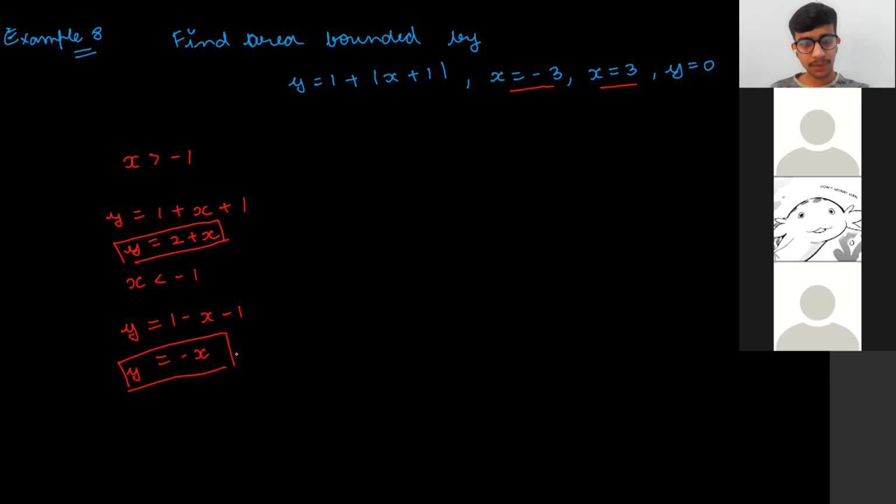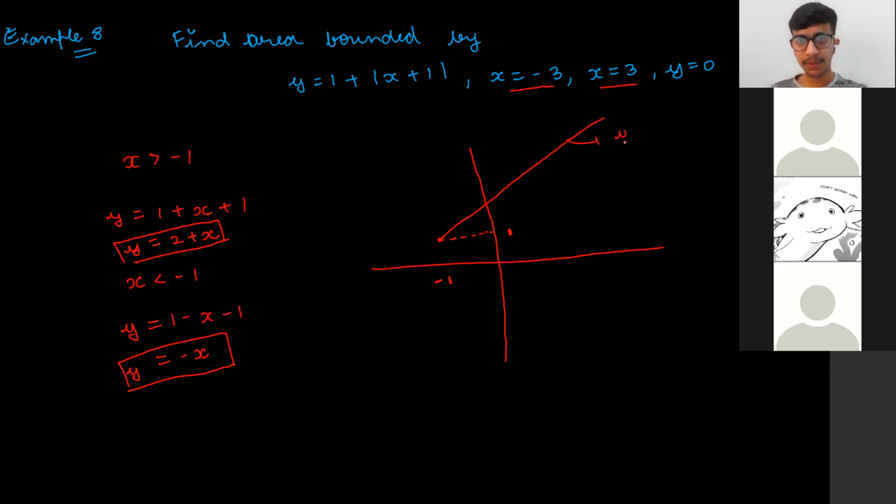Now, how do we make it? This is our Cartesian plane. So this particular point, which is -1, is the determining factor. So if x is equal to -1, we have y as 1. Now beyond -1, how is the function? Y is equal to 2 plus x. So that means like this. So this particular line is y is equal to 2 plus x.